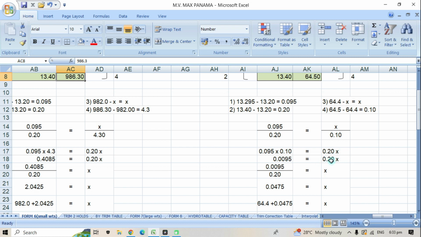Then you bring down this figure, that will be 0.0095 over 0.20, this division equals X. Divide by 0.20 equals this one, that's correct. So 0.0475.